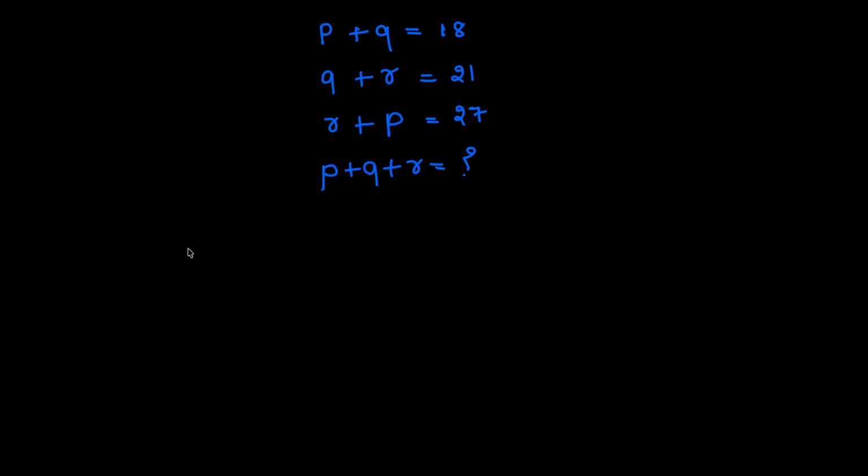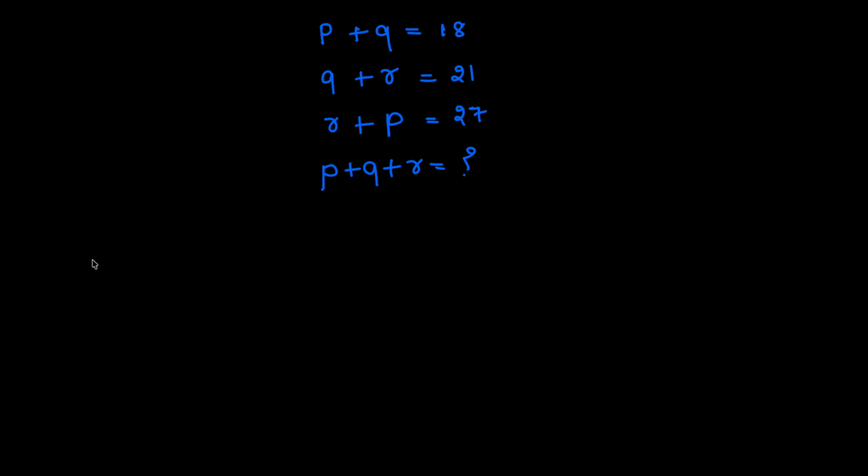We have three equations. P plus Q equals 18, Q plus R equals 21, R plus P equals 27. The question is, what is the value of P plus Q plus R? Let's solve it. First, let's add all three equations together.